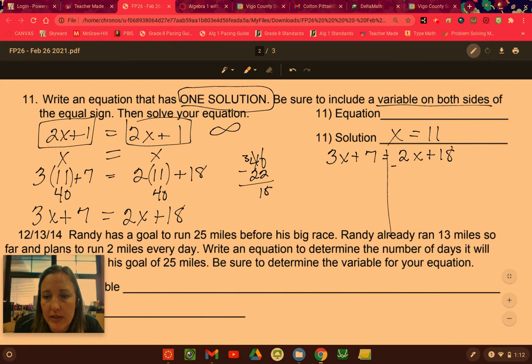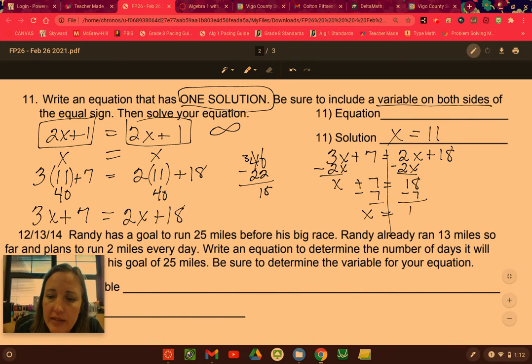And I think what I'm going to do is subtract 2x. I mean, you have lots of choices. A lot of you seem to like to say, ooh, I'll subtract 7 there. That's fine too, okay? X plus 7 equals 18. Now I'm going to subtract 7. So x equals 18 minus 7, 11. And that's what I wanted to prove, right?